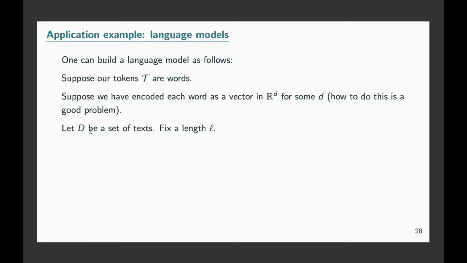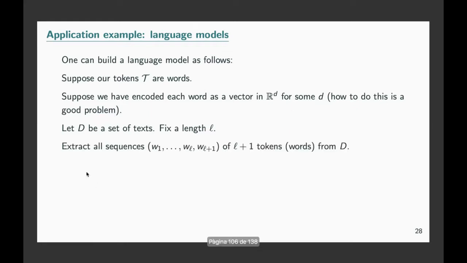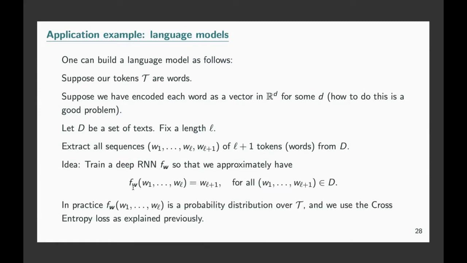And now let D be a set of texts, and you fix a length L. You extract all sequences of L+1 tokens from your texts, and you train a recurrent neural network or some other architecture, F_W, so that approximately, when you input W_1 up to W_L, you get W_{L+1}. That's the behavior you would like your network to have.